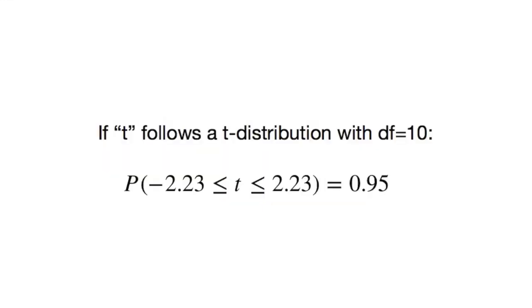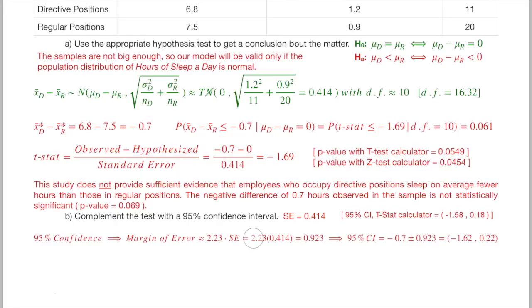You can get this multiplier with a t-table or with a t-calculator. It is 2.23 because for any variable or statistic t that follows a t-distribution with 10 degrees of freedom, the probability that t is between negative 2.23 and 2.23 is 0.95. This gives a margin of error of 0.923.